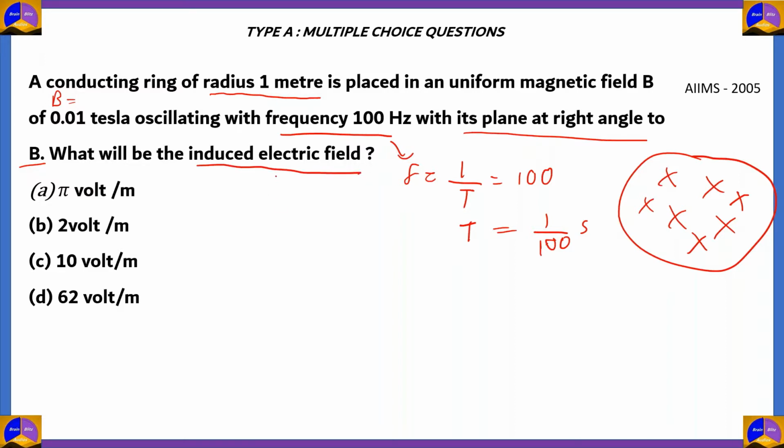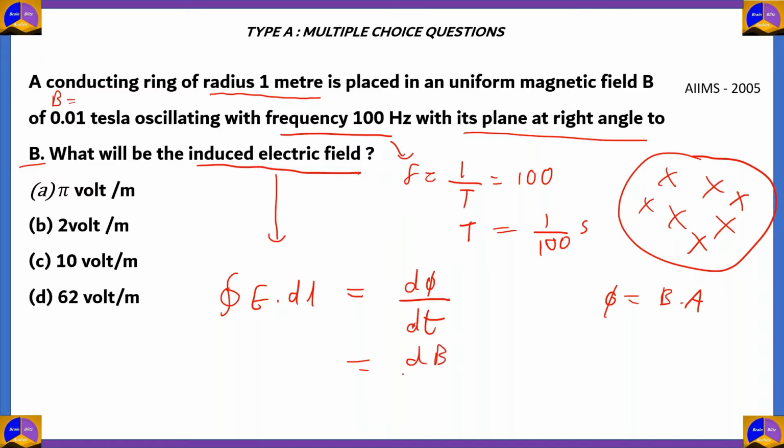Now, for induced electric field, we use the formula line integral of E dot dl is equal to the change in flux, that is d phi by dt. Now we know that flux is equal to B dot A. So therefore, we will have dB by dt times A as the right-hand side of line integral of E dot dl.